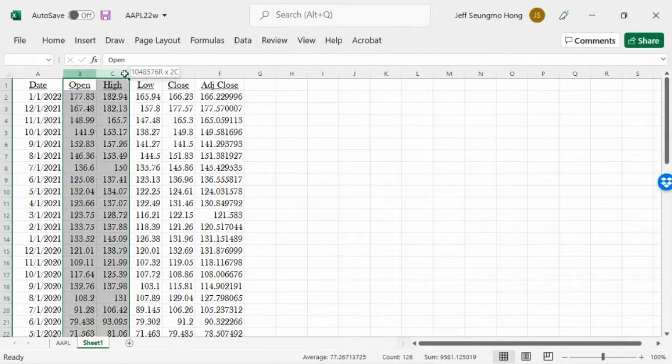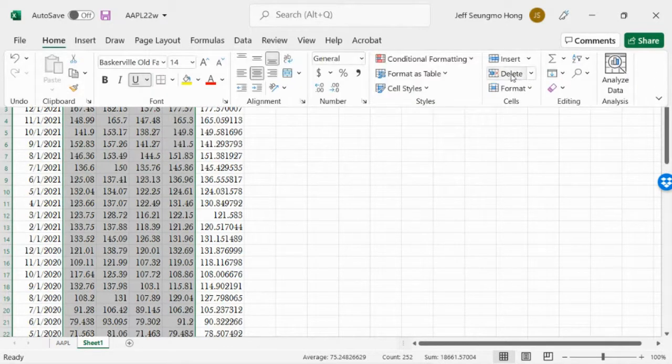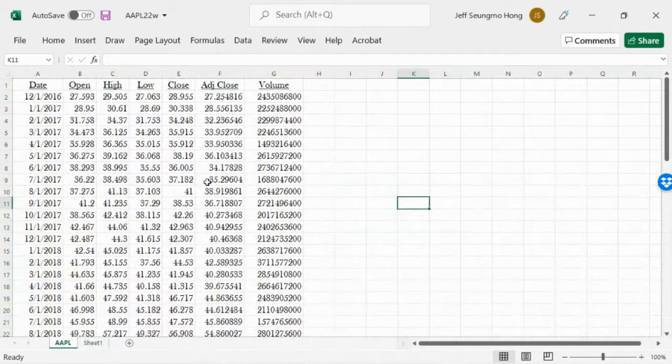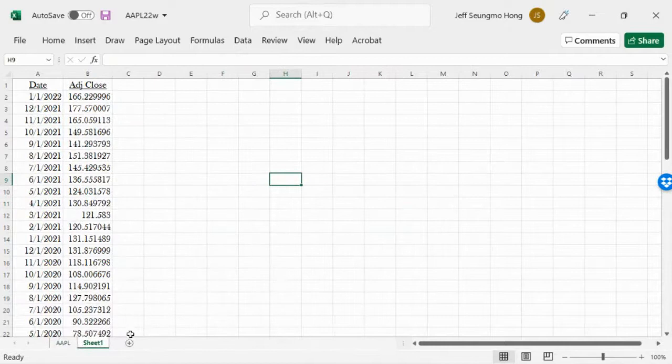So you can highlight columns B through E, and delete. We don't need that. And if you want, for other purposes, we always have the original data set there. So here, I'm going to rename the worksheet label. I'll call it mean and STDV, mean and standard deviation. Okay. Now I'm going to rename adjusted close to PT, that means price at time T.